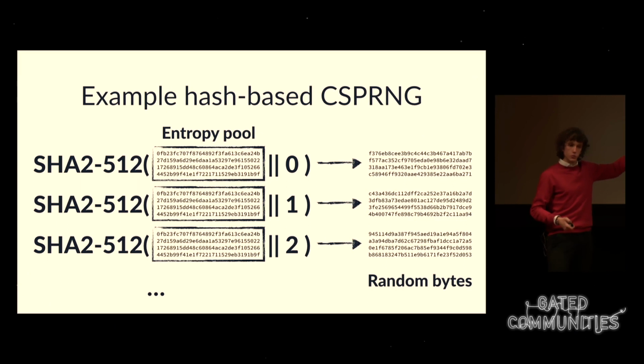Let's think about it for a second. We said that hash functions are not invertible. So even if you know one of the outputs, you can't get back to the entropy pool. And we said that with hash functions, all the bits in the input affect all the bits of the output. So even if just the counter changes between one run and the other, the output is completely unrelated.